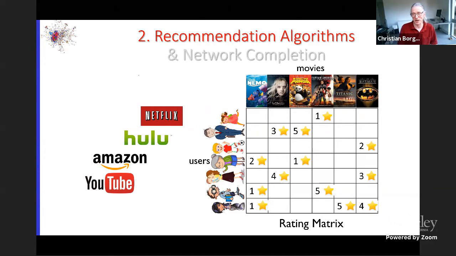You have ratings, Amazon, Hulu, Netflix, and you have this matrix and you observe a very sparse matrix. And now you want to fill in this matrix and see, will this little girl like Nemo? Okay, and you want to put some stars there.